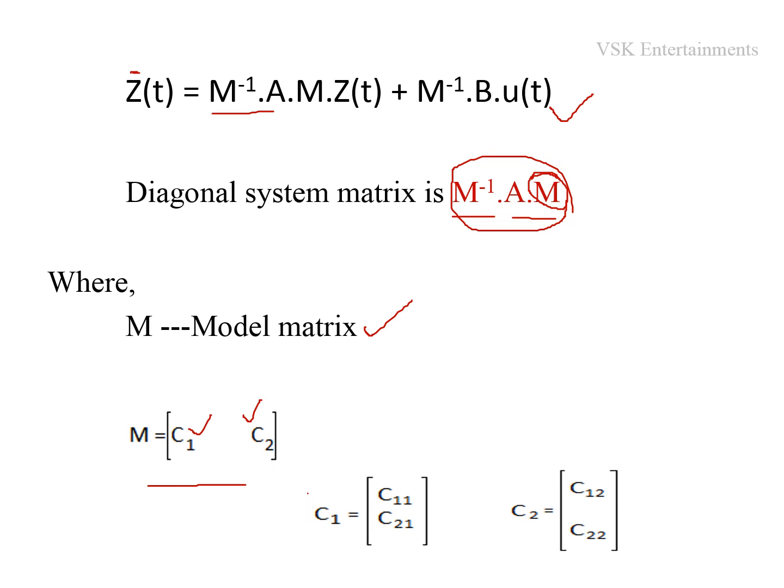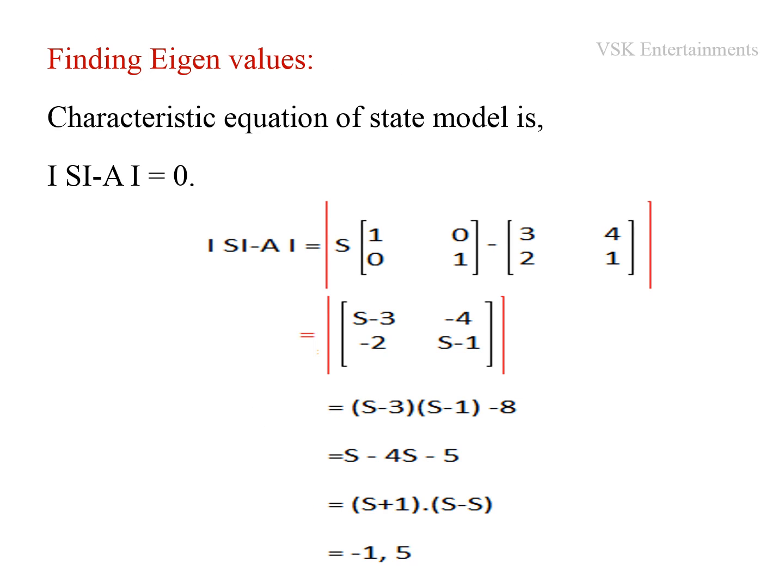Those are given as C1 = [C11; C21]. Similarly, C2 = [C12; C22]. For finding the eigenvectors, we require the eigenvalues. Here each eigenvalue gives one eigenvector. So first, let us go for finding the eigenvalues.